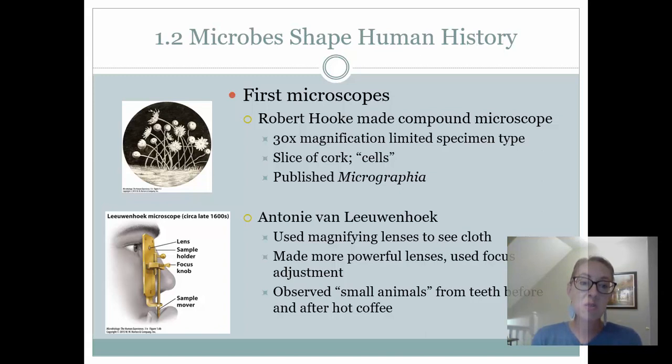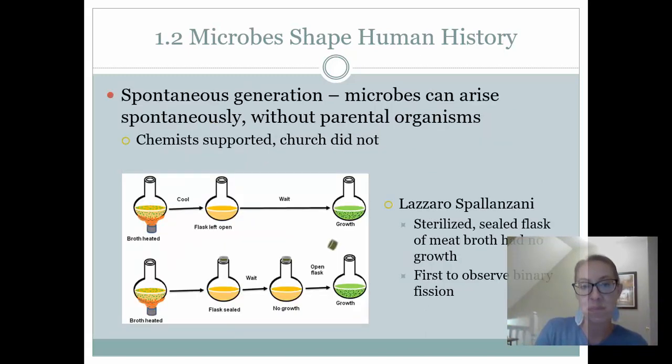He observed blood cells. He's the first one to observe sperm cells as well. So when he took a sample from his teeth, took some scrapings, he described what he referred to as small animals, or sometimes animalcules. And he noticed that they were in fewer numbers after he consumed hot coffee. So he noticed that that environment, that hot coffee, affected the microbes in his mouth.